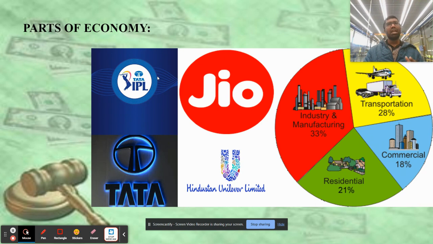For example, if we see Tata IPL, which is right now going on, it's a part of economy. People come there, the people buy tickets, and IPL pays for rights. Geo paid for the television rights. In this way, the government earns the economy and the whole process of spending and earning goes in this way.